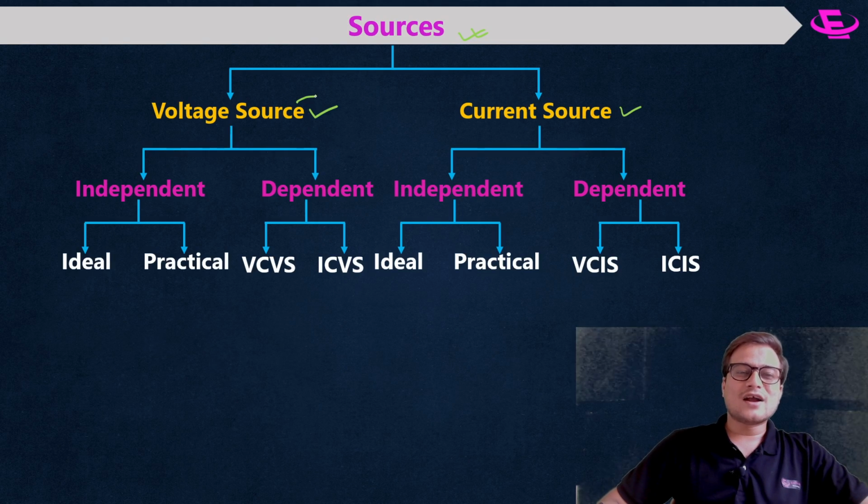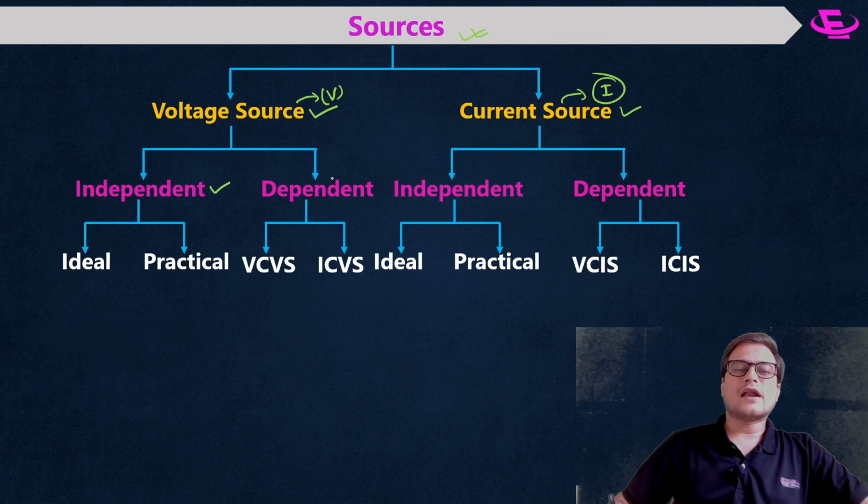Voltage source means it will maintain the voltage across the terminal. If there is a current source, then it will directly inject current. Again, voltage sources are divided into two categories: independent voltage source and dependent voltage source. Current sources are also divided into two categories: independent current source and dependent current source. Now, what is the meaning of independent and dependent?